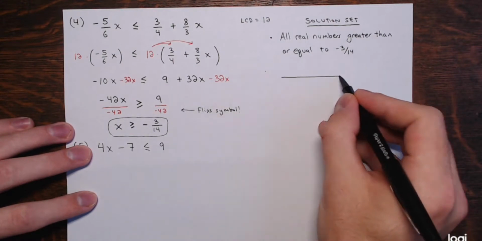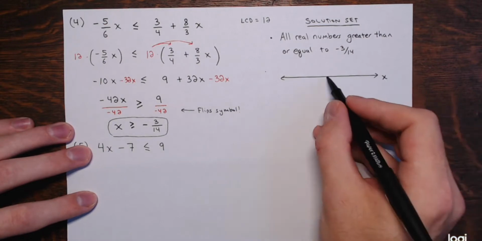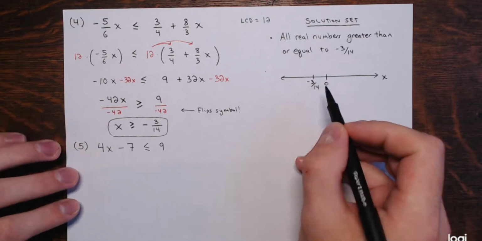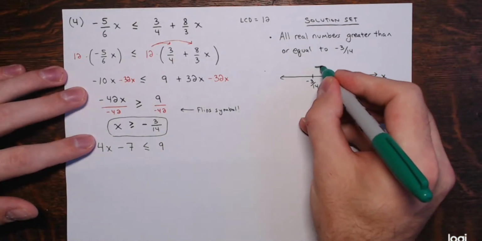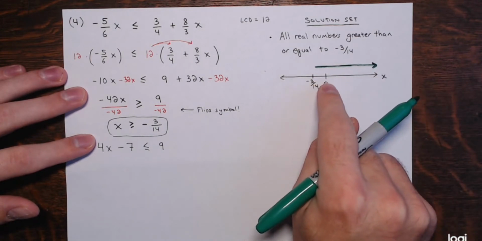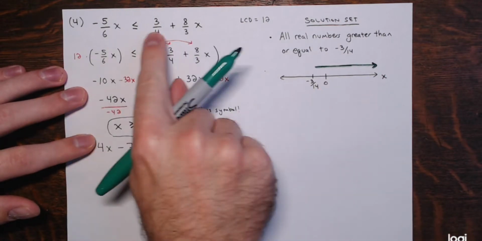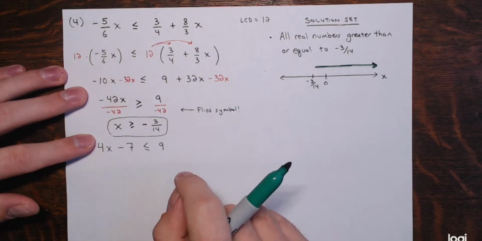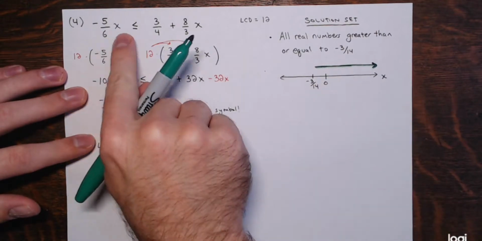The graph, again the variable's x here, and I'll just put x next to the label. Got 0, now negative 3/14 is to the left of 0 here. And we're talking the numbers once again greater than this negative 3/14. So negative 2/14, negative 1/14, 0, 1, 2, 3. If you plug in 0, this should be true. You'd get 0 is less than or equal to 3/4. That's true. Plug in any number to the right of negative 3/14 to the original inequality, and it should be a true statement.